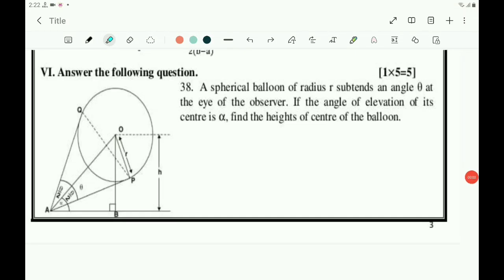Dear children, it is a 5 marks question from the question paper, and this question is from the chapter named Application of Trigonometry. Now let us try to solve the question. That is question number 38 from the question paper. A spherical balloon of radius r subtends an angle theta at the eye of the observer. If the angle of elevation of its center is alpha, find the height of the center of the balloon.